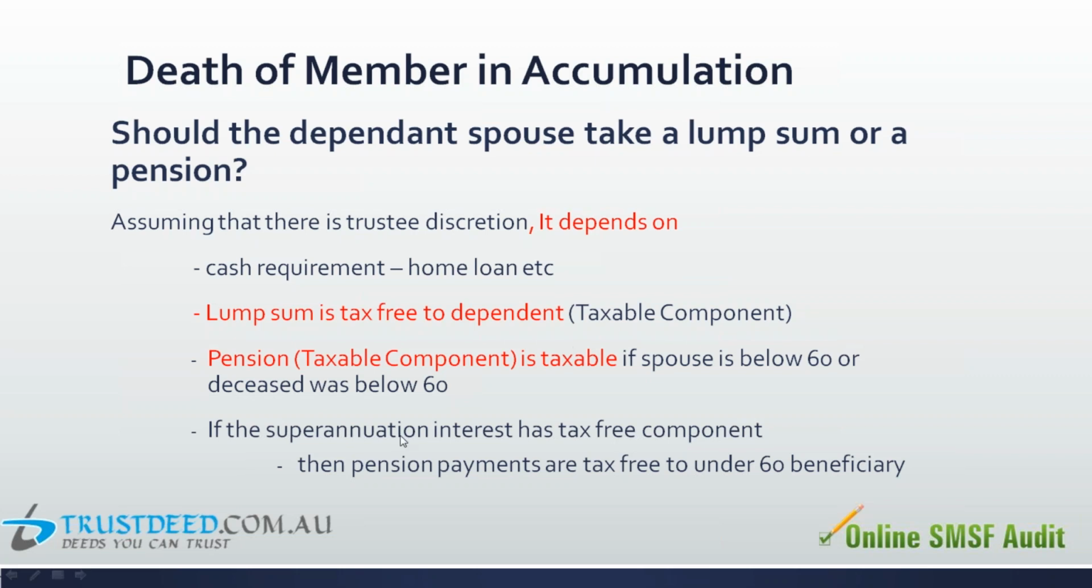So, if the superannuation interest has a tax-free component, let's say somebody dies at age 40, and they have 600,000 in super. The spouse decides to receive a pension. The whole 600,000 is tax-free, and the spouse is also, say, 40. So when the fund pays a pension to her, because it is tax-free component, it will not be included in her income, although she is under 60. It's only the taxable component which is included in the beneficiary's taxable income.